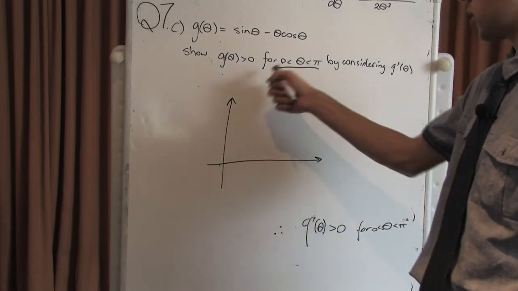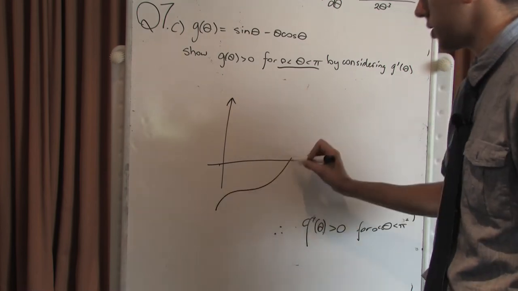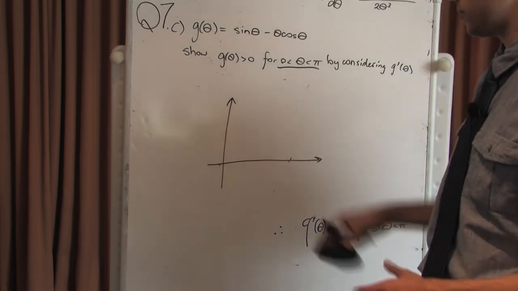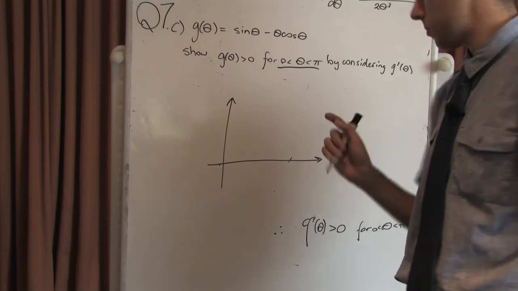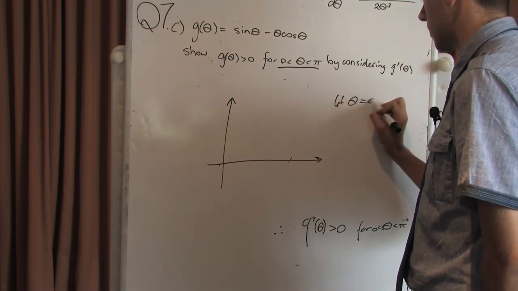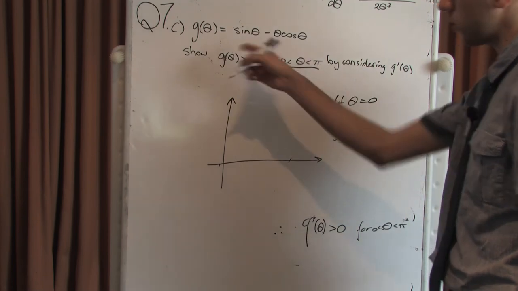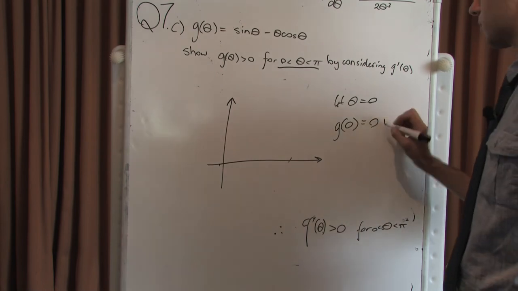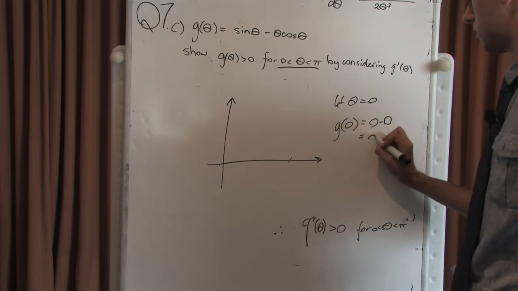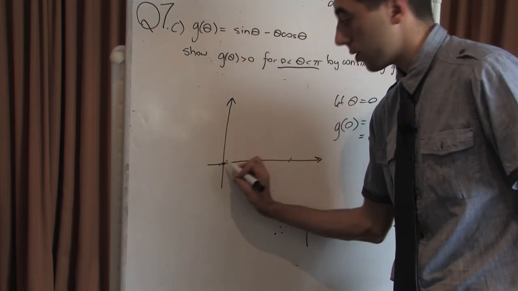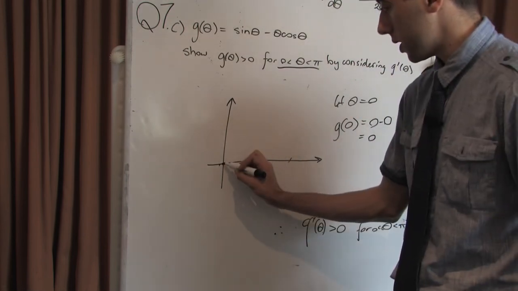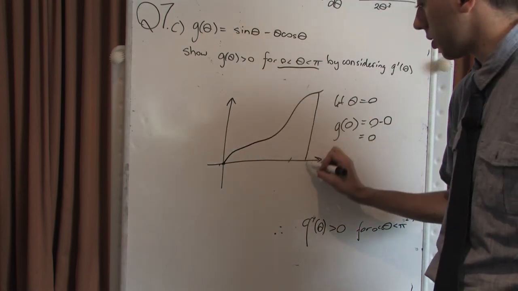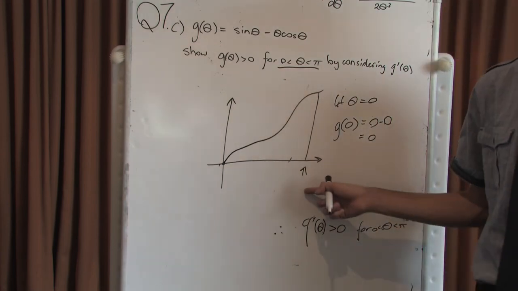But how do we know it's going to be greater than 0? Because it could always be increasing, but it could be below the x-axis or the theta axis, however you want to call it. So we're going to test when theta is equal to 0. Then we've got g of 0, so sine of 0, that's going to be equal to 0. 0 times anything is 0. So that means that our function has to go through the origin. So if it's always increasing, it must start from here and forever increase up to the point where we stop at pi, because that's where our domain's defined.